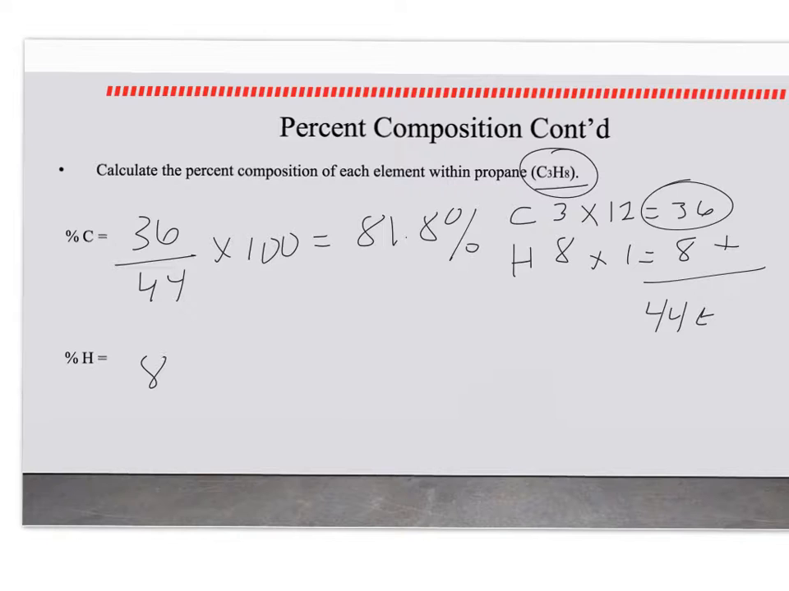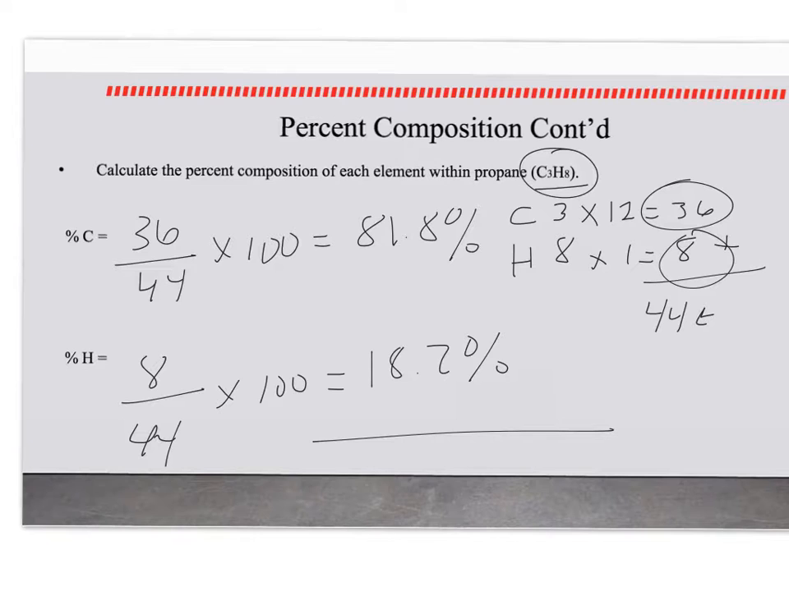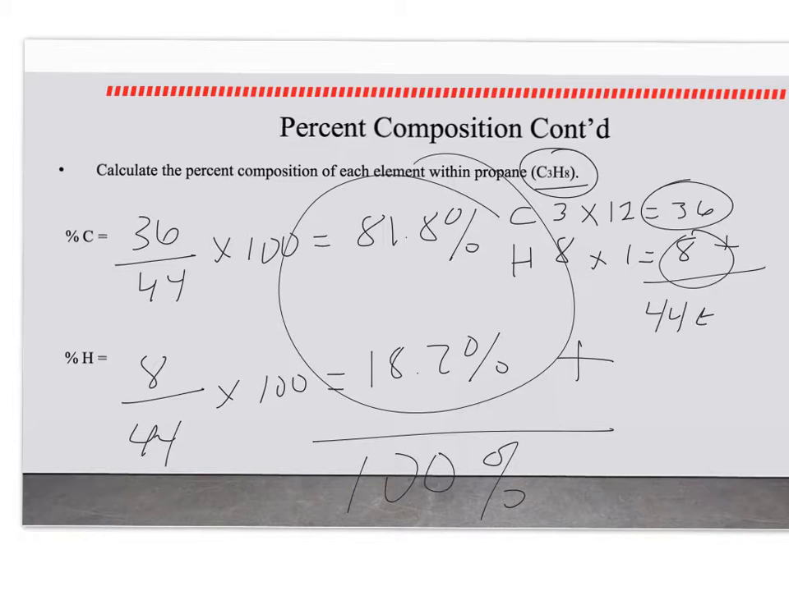For the hydrogen, we have the total mass of 8 for the 8 hydrogens over the total mass of the compound, which is 44. Multiply that decimal times 100 to convert it to a percentage, and then we get 18.2%. So these percentages represent how much carbon and how much hydrogen is within this compound. To check yourself, if you total up these two values, you should get roughly 100%, if not very close to that.